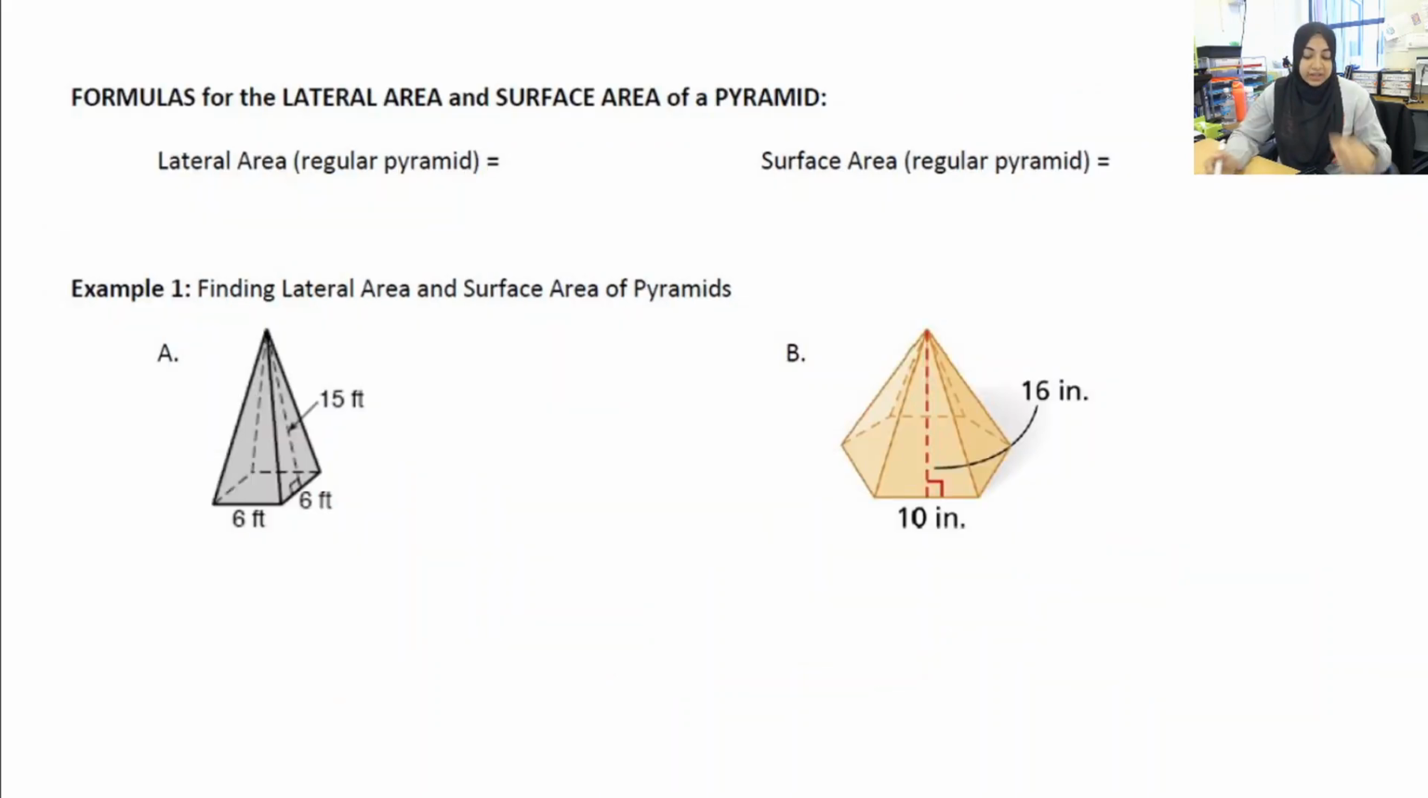So the lateral area for a regular pyramid is 1/2 capital P L. We already know what capital P is. Capital P is, of course, the perimeter of the base.